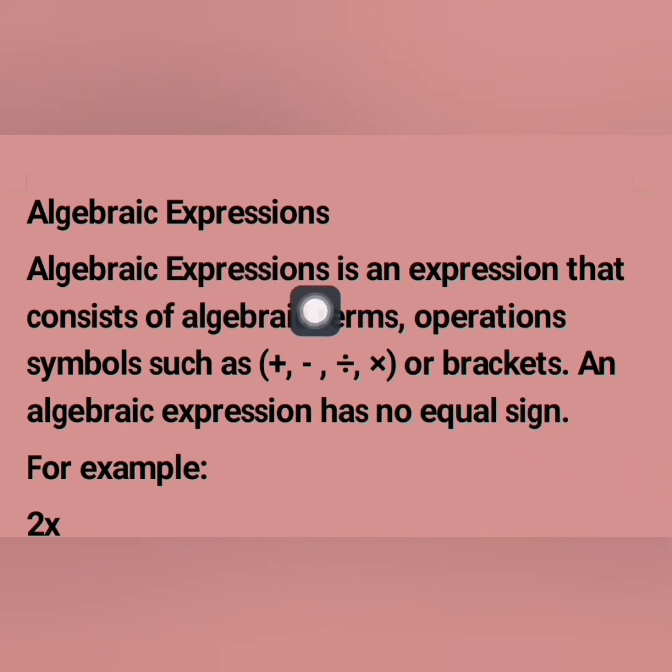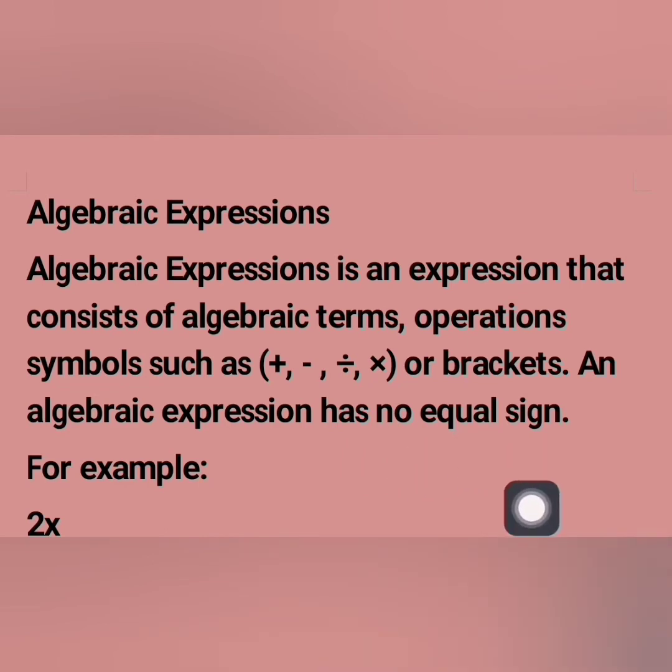Algebraic expression is an expression that consists of algebraic terms and operation symbols, such as arithmetic operations or brackets. What are arithmetic operations? Plus, minus, division, multiplication. An algebraic expression has no equal sign. So what do you mean by this, students? That algebraic expression is a combination of terms, some operators, and it can also have brackets. And keep in mind that there should be no equal sign in the expression.